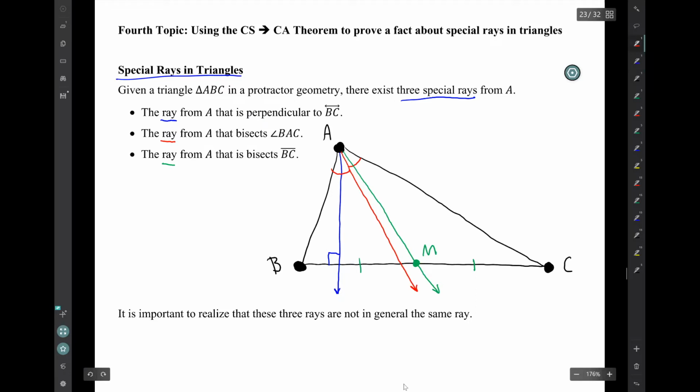The red ray in this picture is a ray from A that bisects angle BAC. Notice that this angle is congruent to that angle. The green ray in this picture is a ray that bisects side BC. Notice the green ray goes through this point M that's a midpoint of side BC. So it's important to realize that these three rays are not, in general, the same ray. In this picture, you can see that they're not. The blue ray, the red ray, the green ray are different rays.